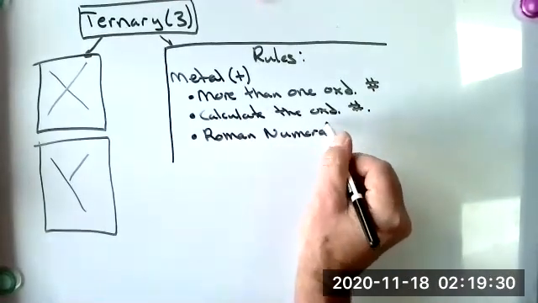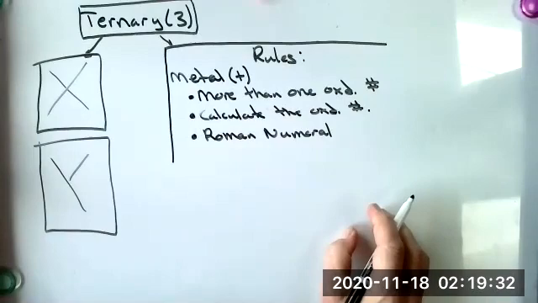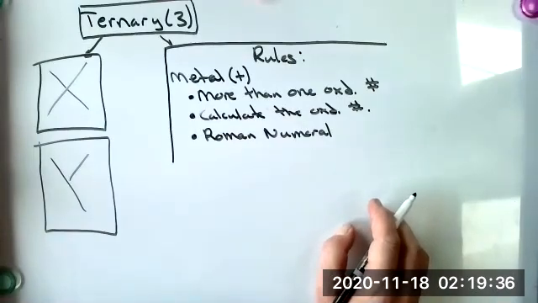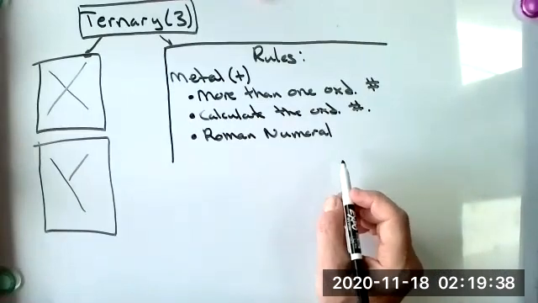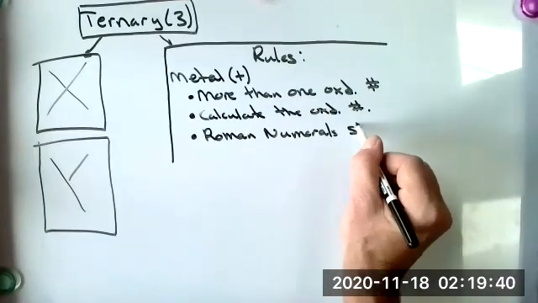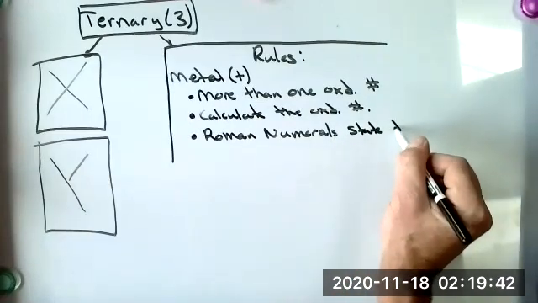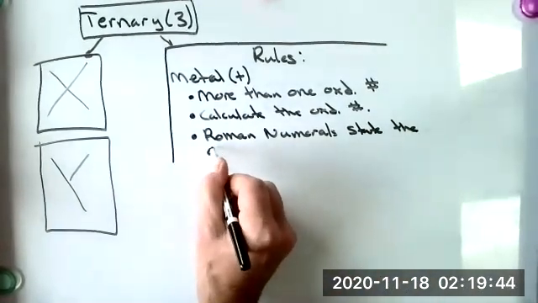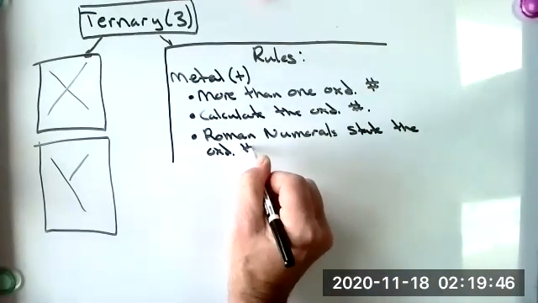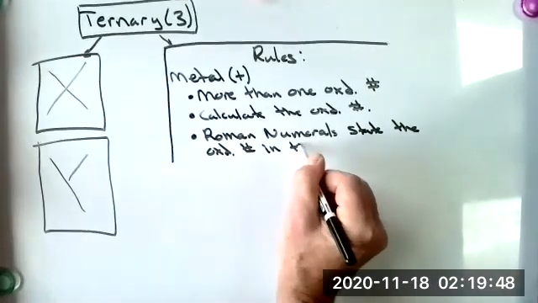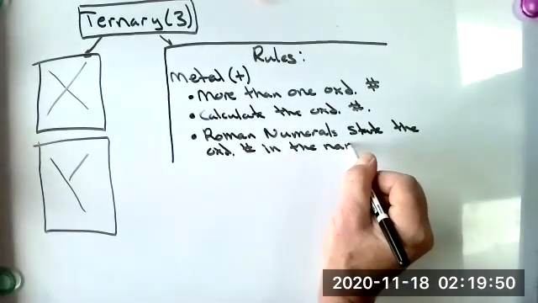Yeah, I know, this is already hard enough, and then they throw in Roman numerals. It's like, I don't know my Roman numerals. I can give you the list of your Roman numerals to help you. Roman numerals state the oxidation number in the name.